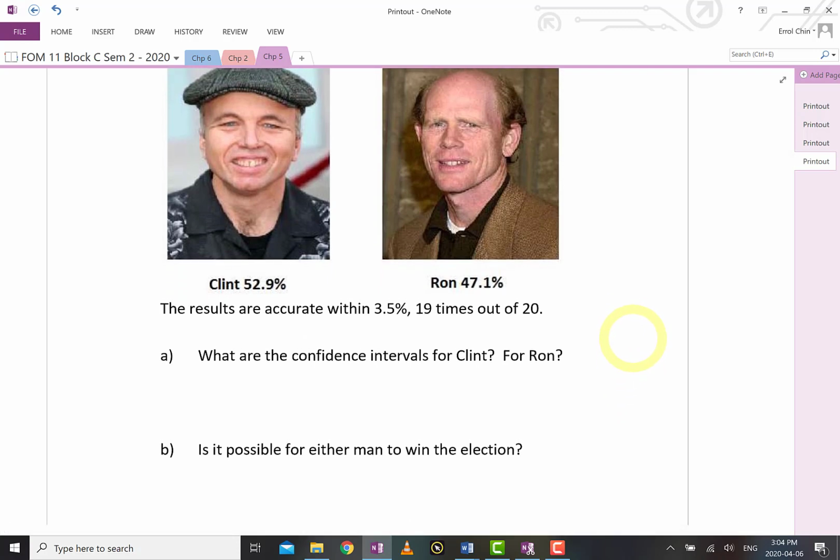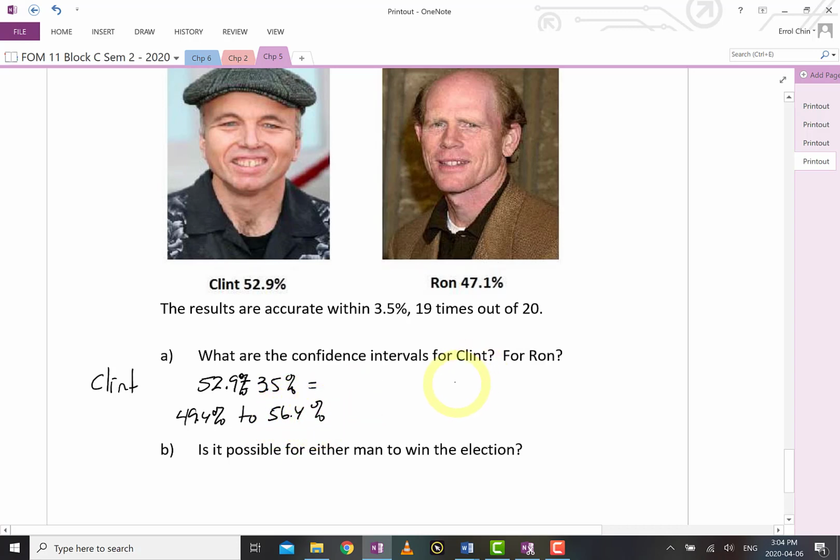So what is the confidence interval for Clint? Well, Clint is 52.9%. They would vote 52.9% plus or minus 3.5%. So his voting percentage would roughly be as low as 49.4%. He would get 49.4%, all the way up to as high as 56.4%. Ron, on the other hand, he has 47.1% of the vote, but it could be plus or minus, again, the same confidence interval, 3.5%. So the lowest he would possibly get is around 43.6%, and the highest he would get is 50.6%.